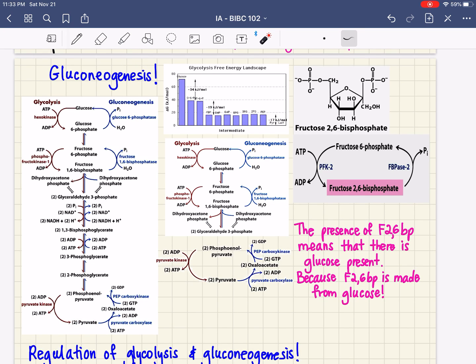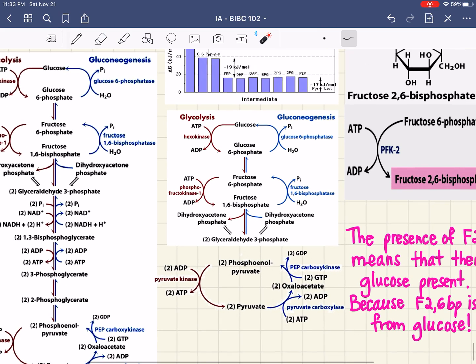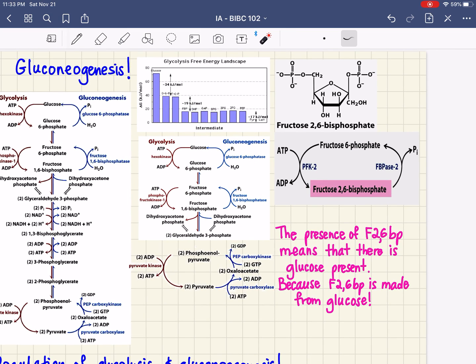So that's gluconeogenesis. And I've added a closer view of those bypass reactions over here, so you're welcome to look at this in the PDF notes or here in the video, but because I went over it here, I will skip over that.